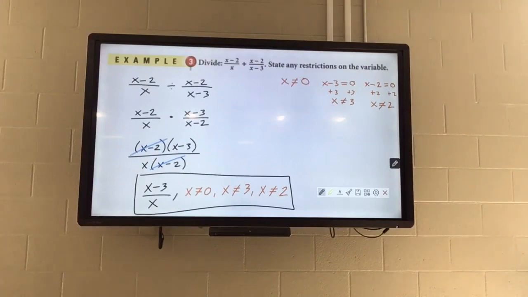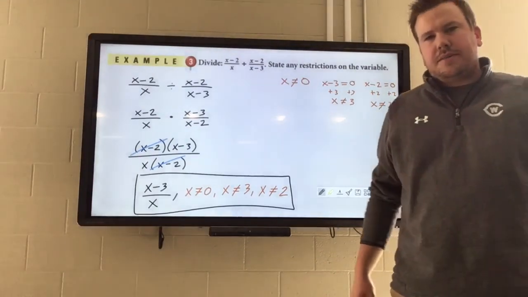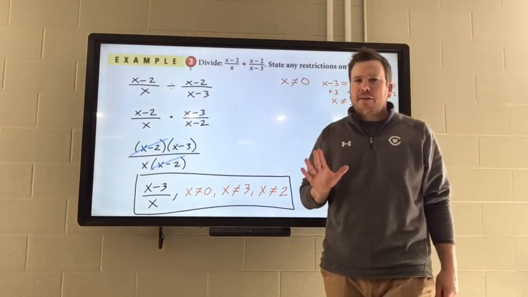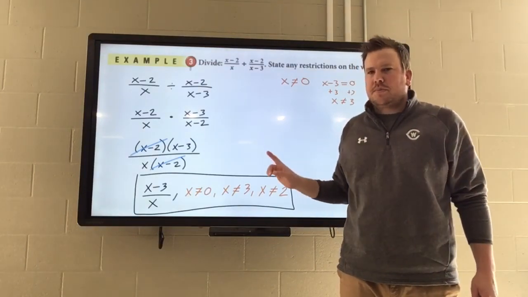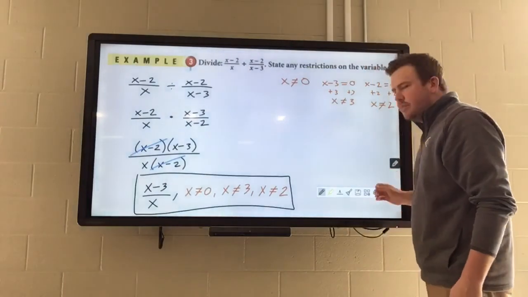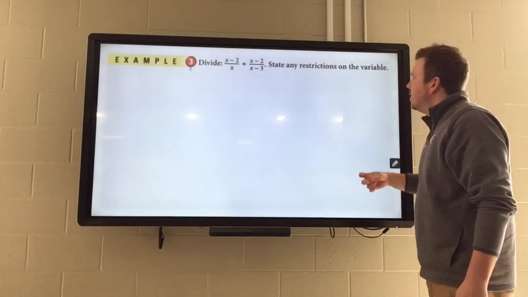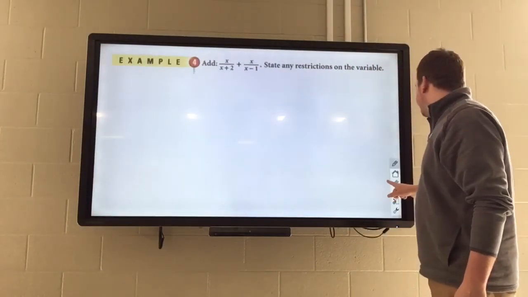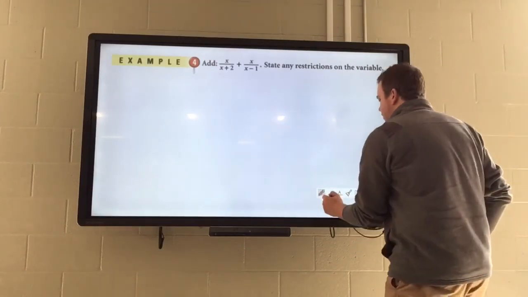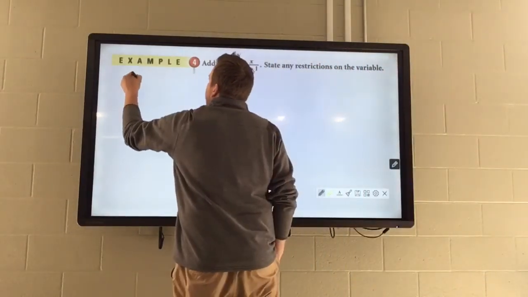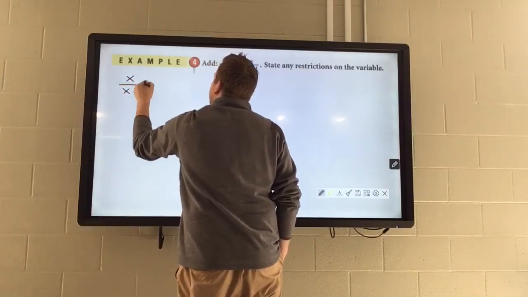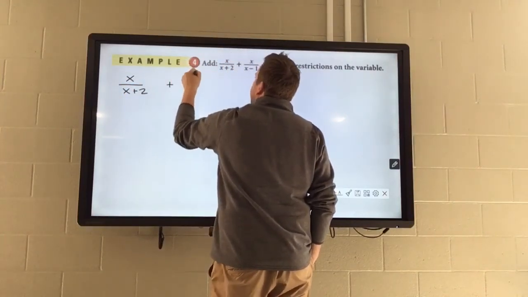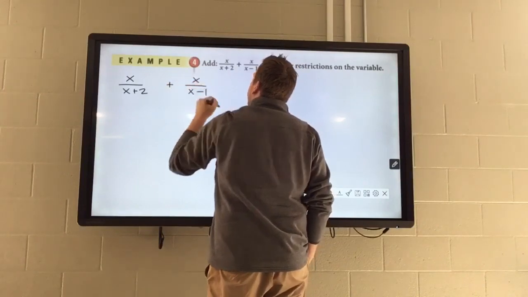Now, let's move on to addition. If you remember adding fractions in the past, adding tends to be a little bit more difficult than multiplication and division. We need to be very careful when doing this. So here's what we're going to do. We are going to add x over x plus 2 plus x over x minus 1.